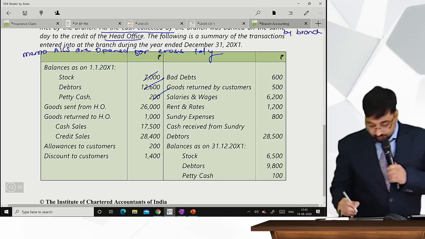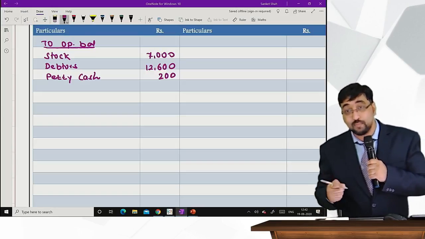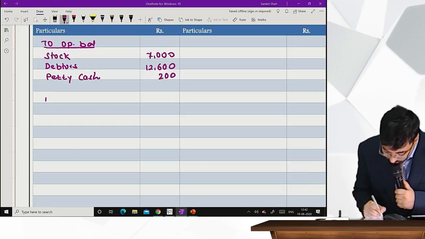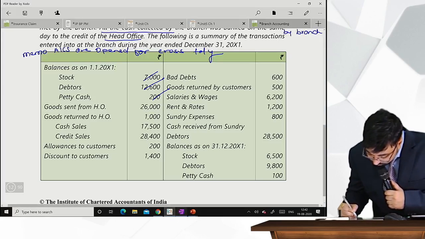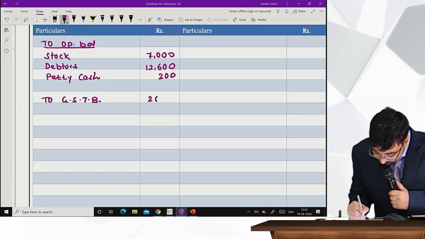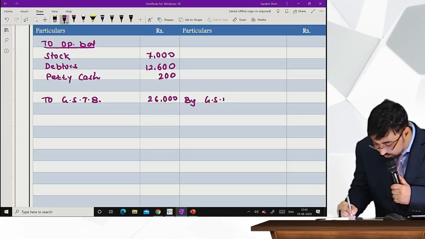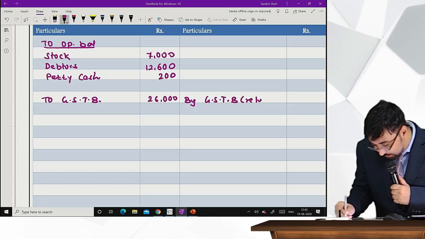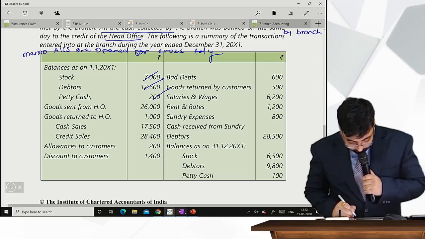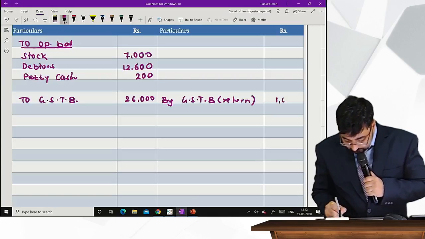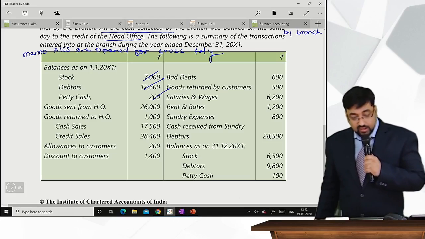Next entry. Goods sent from HO. Okay. Now think from the angle of HO. HO will pass branch account debit to GSTB. What is the amount? 26,000. And on the opposite side we will write goods sent to branch, in brackets return. What is the amount? 1,000. Very simple.